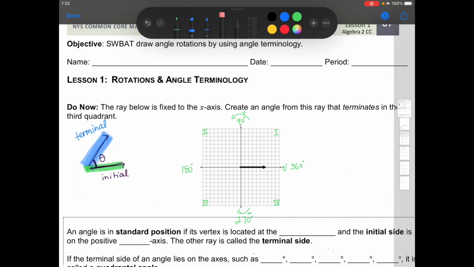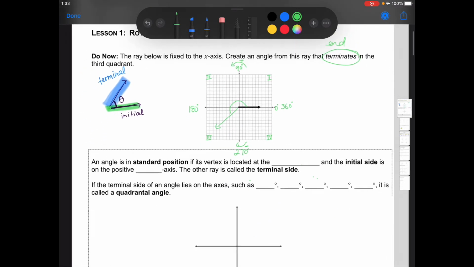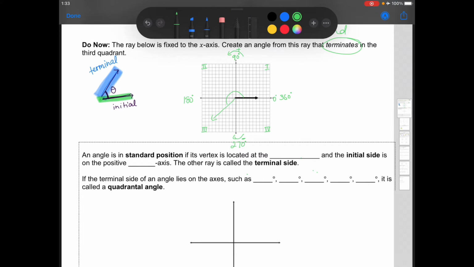So it says a ray below is fixed to the x-axis. So one of the rays is already given, right? So I want to create a ray that terminates. Terminates means basically ends in the third quadrant. So my angle would be in the third quadrant here. It could be anywhere. It wasn't being specific. So that is your angle, right? And as I said, we usually use theta to denote our angle. You can use that. It didn't really say, so that is your angle. Okay, so that's basically it for the do now.